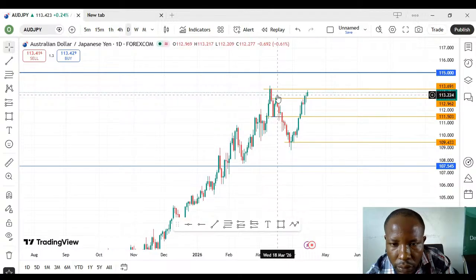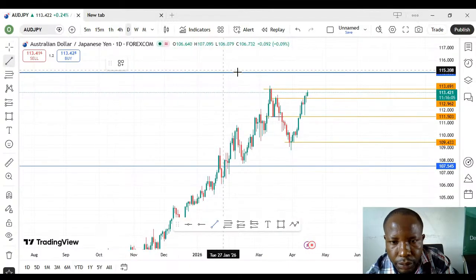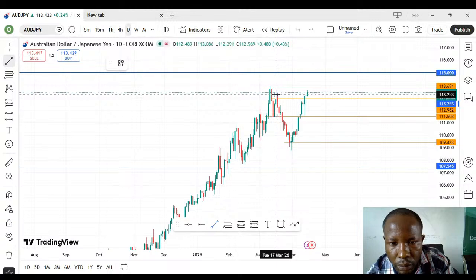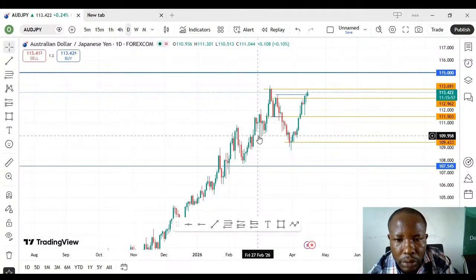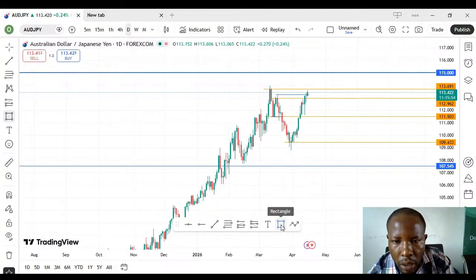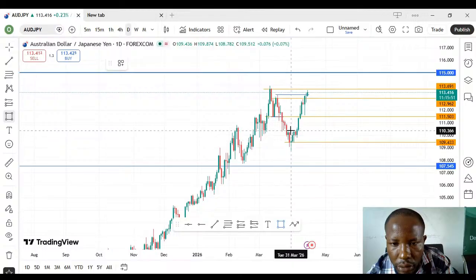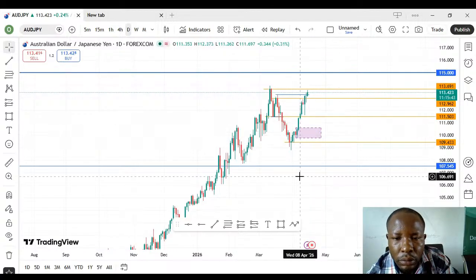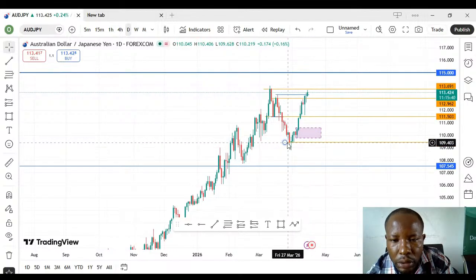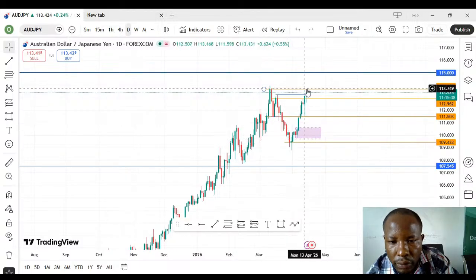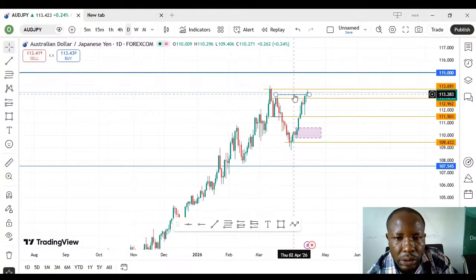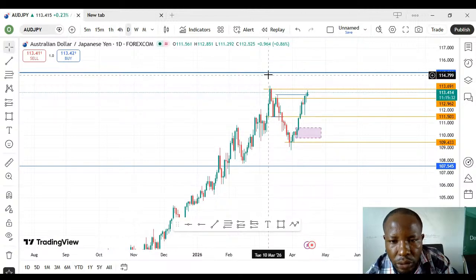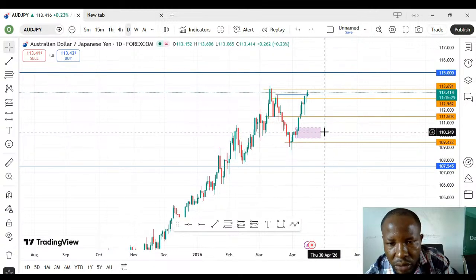Currently we have a shift in market structure there, and this is the demand level that caused the shift. And remember, we also have this support zone which has not yet been mitigated. So this market for me right now will not be turning around to come back to these zones.